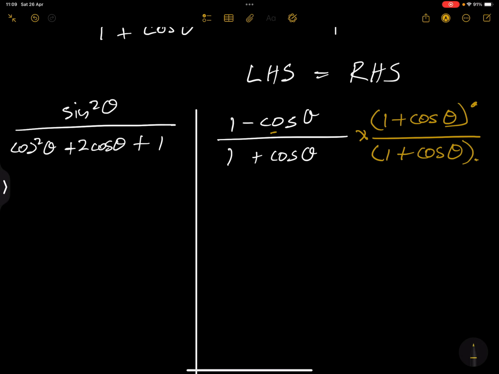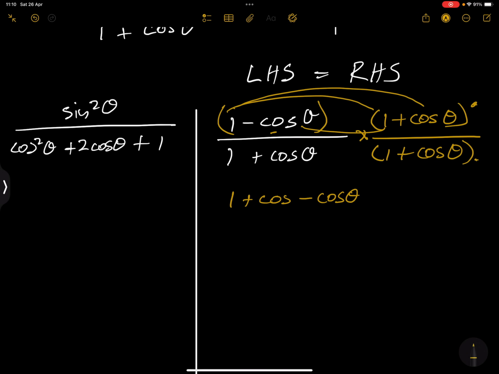Now, if I apply our distributive law there, what do we have? We've got 1 times 1, which would be 1, 1 times cos of theta, which would give me cos of theta, and negative cos theta times 1, that would be minus cos theta, and negative cos theta times cos theta would be minus cos squared of theta. And of course, that's supposed to have a theta there, right?